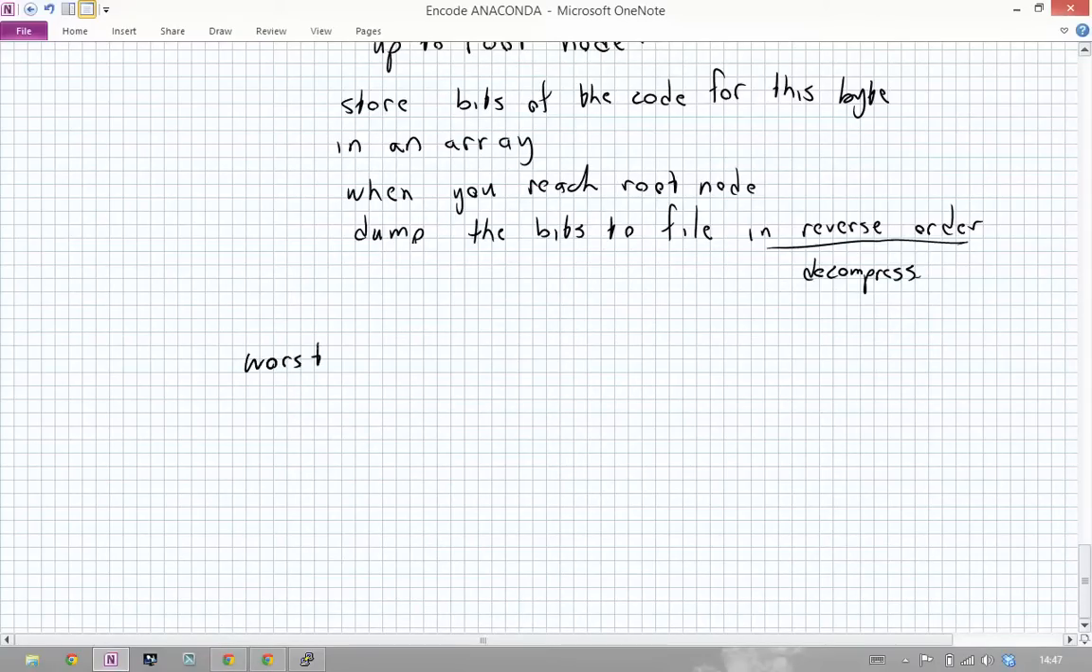How would that even be possible? Well, let's talk about that. So worst case is I go leaf, and then parent is 257, and the parent of that guy is 258, and so on, all the way up to, what's the last parent? Let's not make that mistake again. 512.